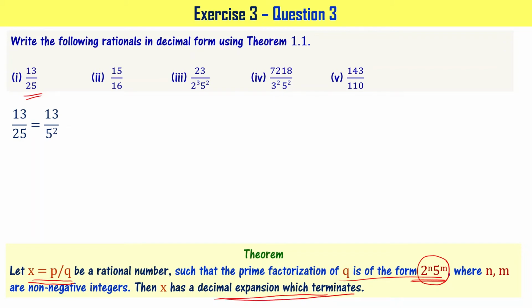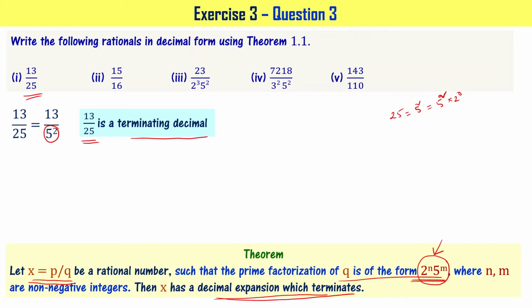Now look at this. We have denominator 5 square, right? I can write 25 as 5 square, right? That I can write as 5 square times 2 power 0, right? It is in the form of 2 power n 5 power m, where n equal to 0 and m equal to 2, right? For that reason, I can say that 13 by 25 is going to be a terminating decimal. When you write the decimal expansion for 13 by 25, it is going to be a terminating decimal. Now let's learn to write that.